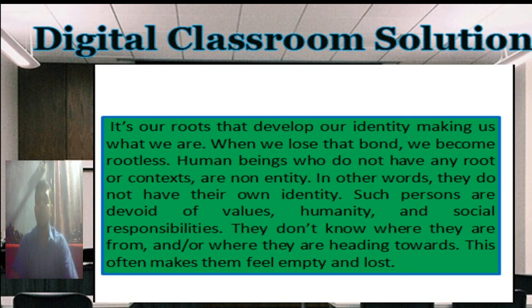When we lose that bond, we become rootless. Human beings who do not have any root or context are non-entity. In other words, they do not have their own identity. Such persons are devoid of values, humanity, and social responsibilities. They do not know where they are from or where they are heading towards. This often makes them feel empty and lost.